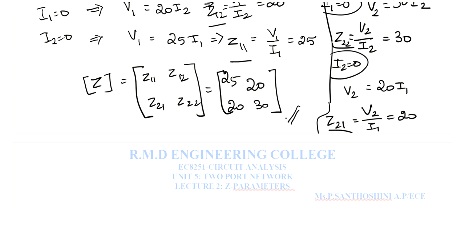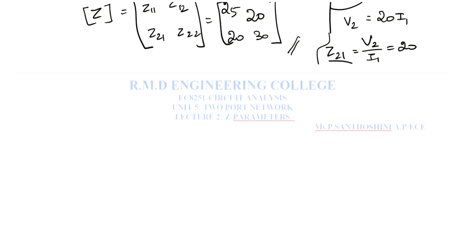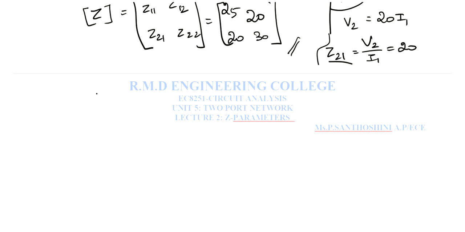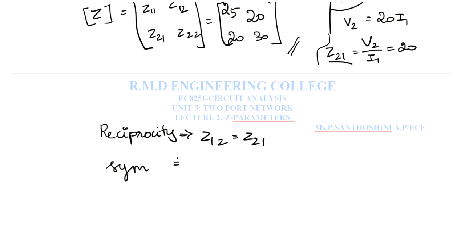Now take the second sum. This Z parameters problem may also have another question, like verify the reciprocity and symmetricity property. If the question is asking like this, then after finding all the Z parameters, they are asking for the reciprocity and symmetricity property. Remember, reciprocity: Z12 will be equal to Z21.